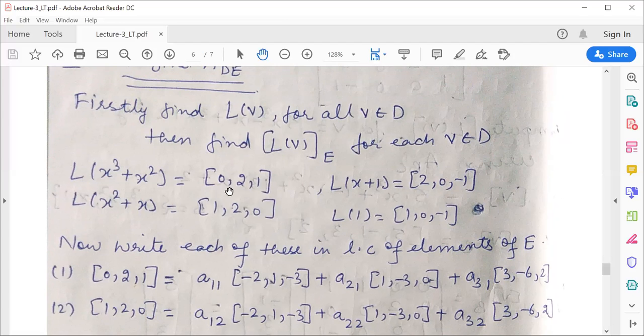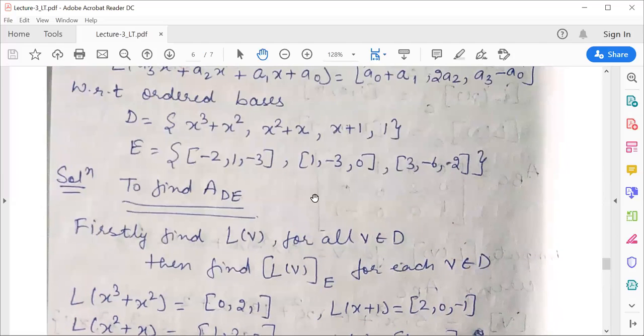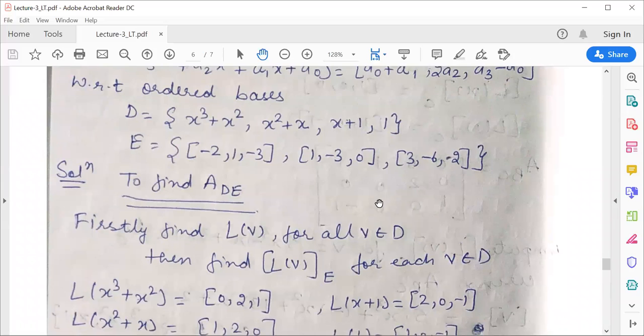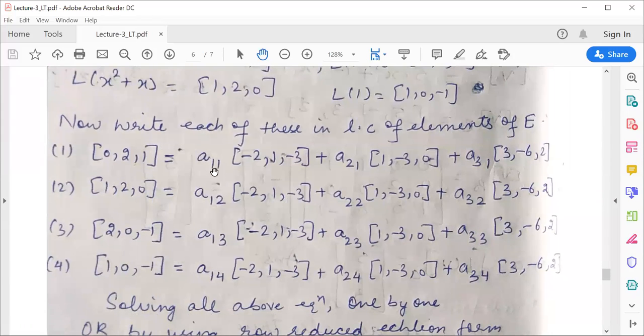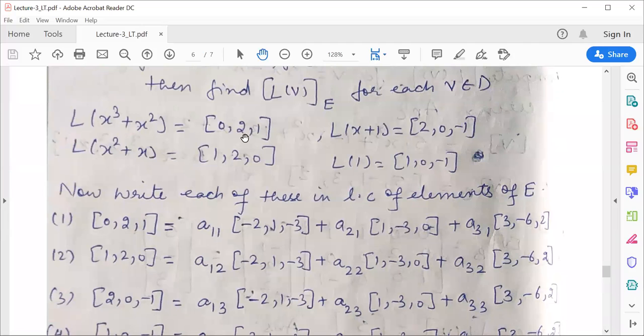That means writing 0 2 1 as a linear combination of elements of E, and the elements of E are given by these three. That means this will be A11 into this plus A21 into this plus A31 into this. Here it is not necessary that you write the notation like A11, A21, A31. You can write A, B, C, and for the second D, E, F, whatever is convenient to you. The main part is to write down the image L of V as a linear combination of elements of basis E.